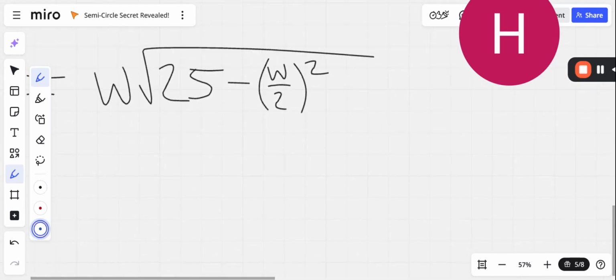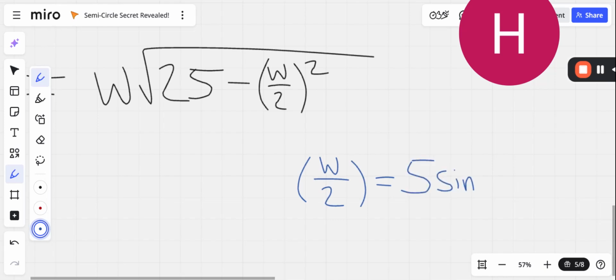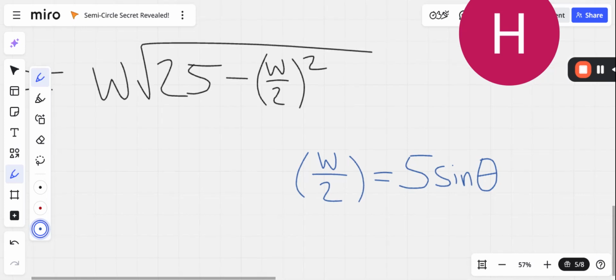And here's how we're going to do it. We're going to suppose that W over 2 is equal to 5 sine of theta. Whoa. It's kind of a different substitution, isn't it? You might not be used to this kind of substitution, but trust me, it's going to work out very well when we do this. Of course, that means that W itself is equal to 10 sine of theta. What is theta? Well, we'll see.